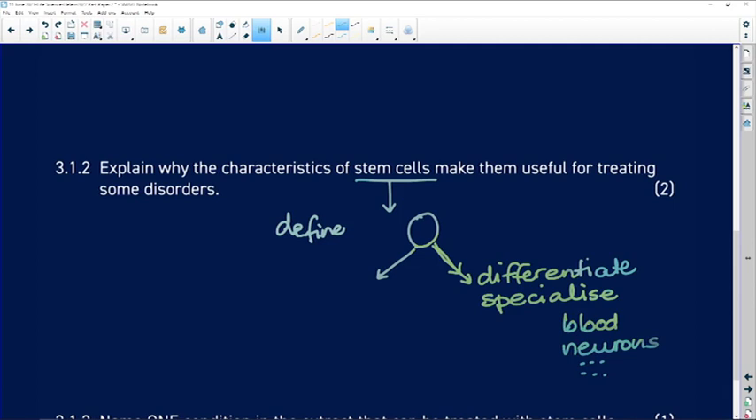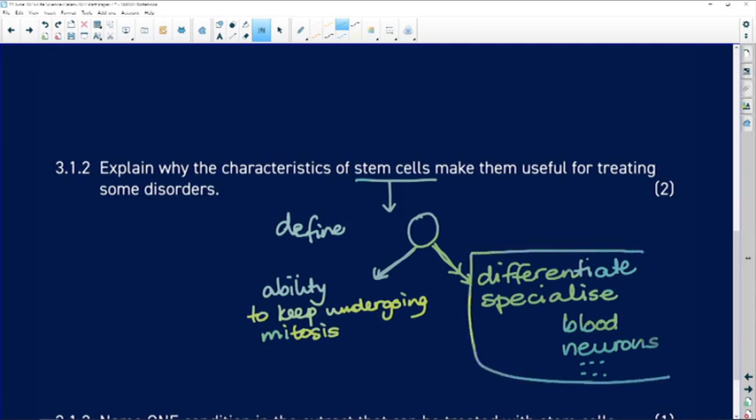Other cells stay with the ability to keep dividing, to keep undergoing, let's put it correctly, undergoing mitosis. And once a cell has differentiated or specialized, it can no longer undergo mitosis.